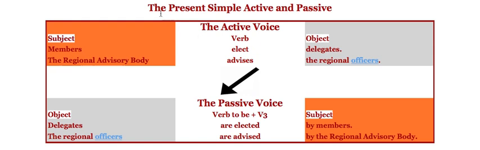Here you can see the present simple form of the active and passive. The active voice is subject plus verb plus object, but the passive voice is object plus the verb to be plus the third form of the verb plus subject. So the verb to be depends on the object. Here we have the plural form, delegates. So delegates are elected. If we had the delegate, it would be is elected by members.